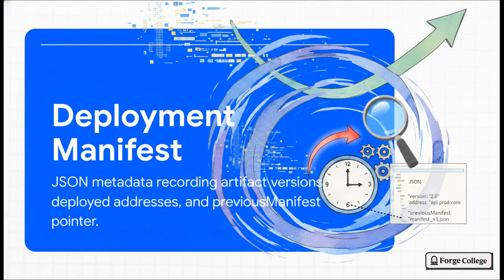Think of this as your master ledger. It's the authoritative metadata record that tracks artifact versions, deployed addresses, and migration hashes. But the real magic here, the absolute secret sauce for our rollback, is the previousManifest pointer. This one little line in your JSON file is the exact GPS coordinate our time machine needs to travel back to. It essentially tells the system, hey, if this current version is completely broken, here's the exact file name of the last version that worked perfectly.